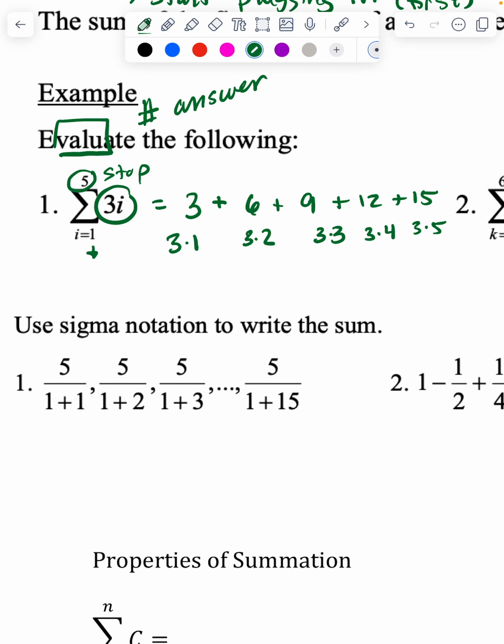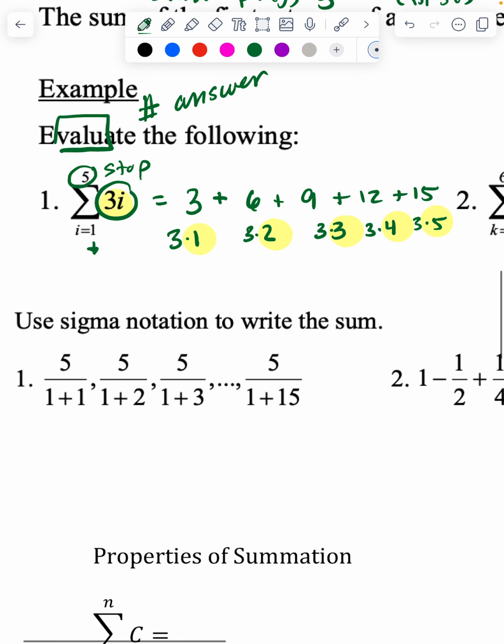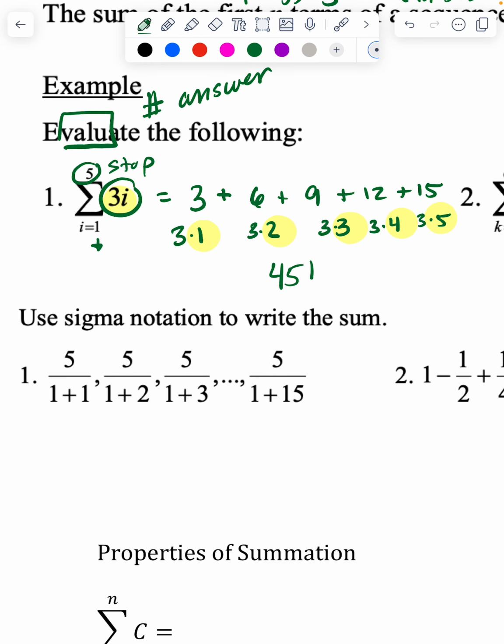So I plugged in here to my rule. Here the rule was 3 times your number. So I plugged in a 1, then a 2, then a 3, then a 4, then a 5, then I quit because that's my stop number. So if I work these out, 3 plus 6 plus 9 plus 12 plus 15, I'm going to end up with a sum or total of 45. I'm adding up the terms.